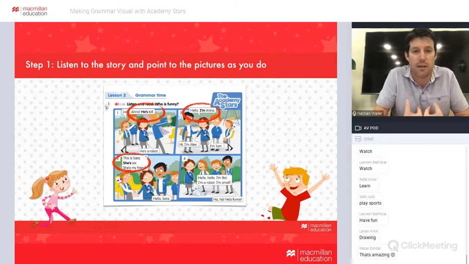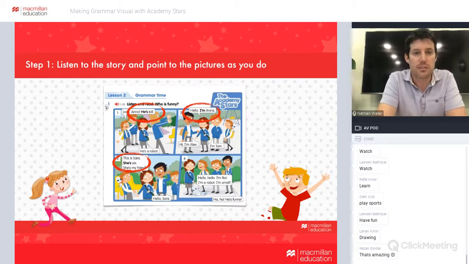I'm tall, I'm short, he's tall, he's short, this kind of thing. So we're listening first and pointing to the pictures. We're just following through so that they can follow the simple listening in the storyboard.